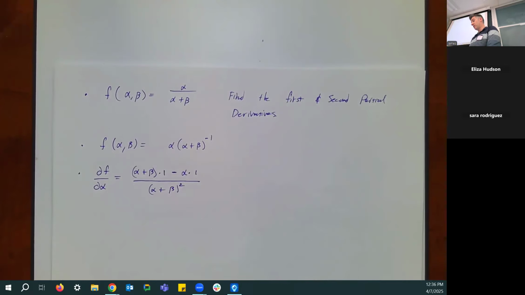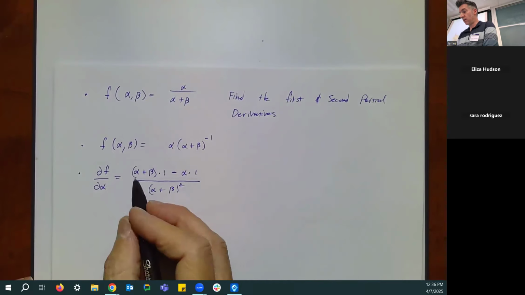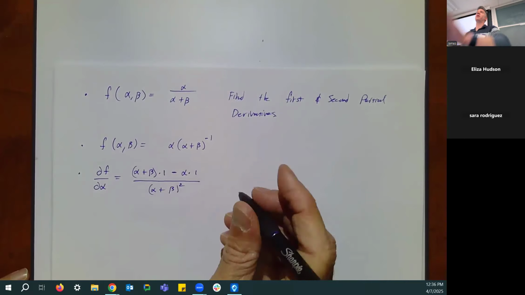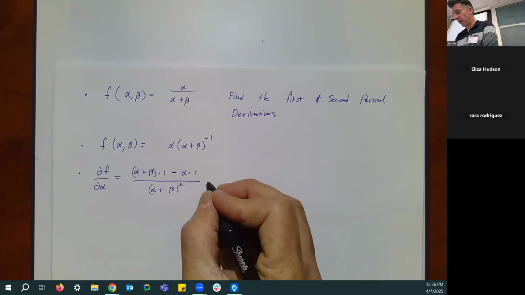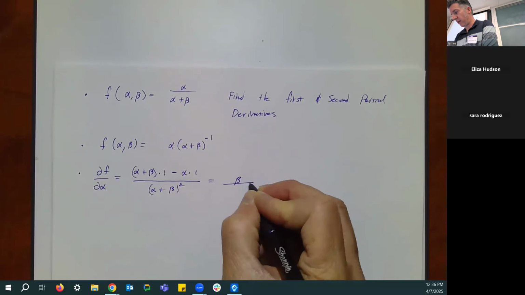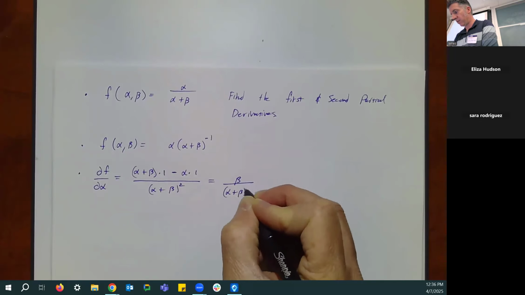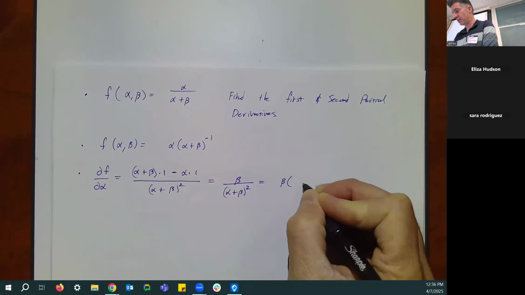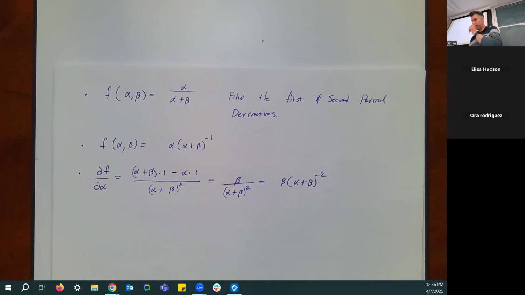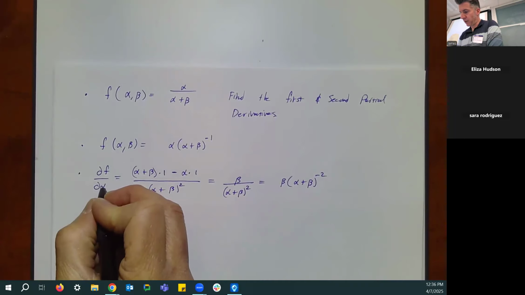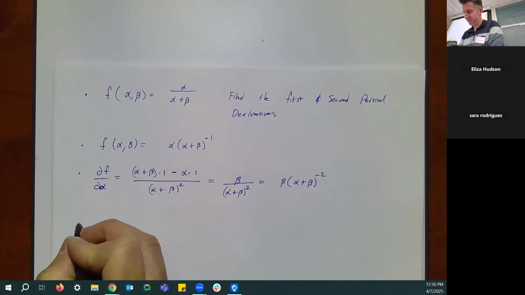I do think it's worth simplifying this. The top is alpha plus beta minus alpha. I should say, I think this is worth simplifying because I know I have to take the second derivative, right? If you know you're going to have to take a second derivative of something, it is almost always worth your while to simplify the first derivative as much as possible. So we would love to simplify this as beta divided by alpha plus beta squared, or probably actually as beta times alpha plus beta to the -2 power. Be careful that your alpha doesn't look too much like an x.